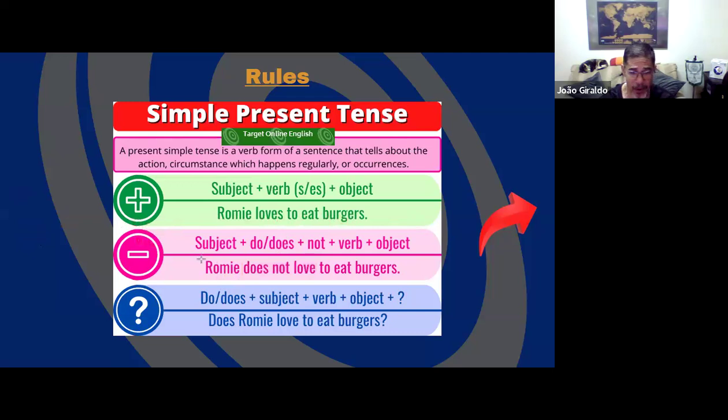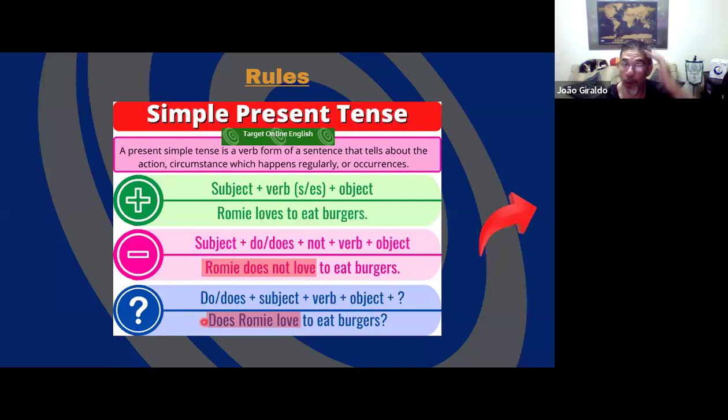In negative, Romy doesn't love. So I use the auxiliary verb here. My verb returns to infinitive. Equal situation for interrogative. In interrogative, I am going to use the auxiliary verb starting your sentence, following the structure.